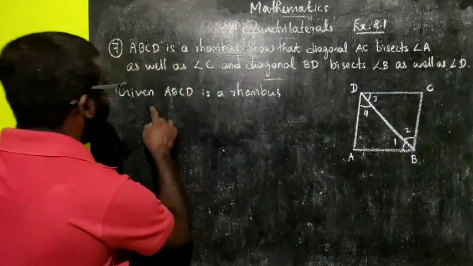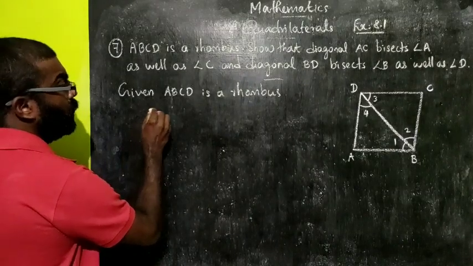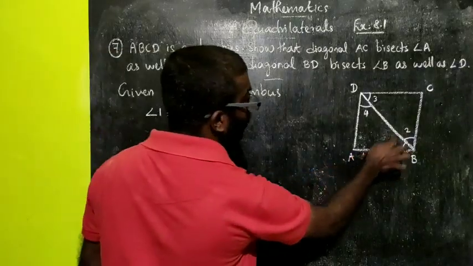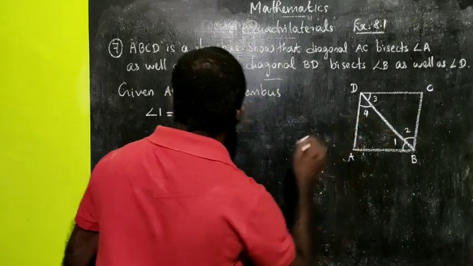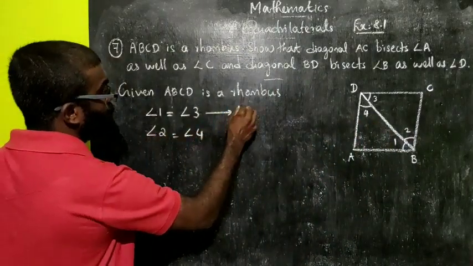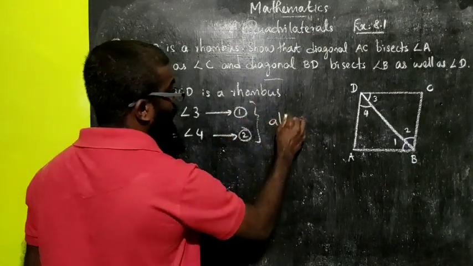So given ABCD is a rhombus, so as in the first case, we can write the alternate interior angles here. Angle 1 will be equal to angle 3 and angle 2 will be equal to angle 4. Equation 1, equation 2. Alternate interior angles.